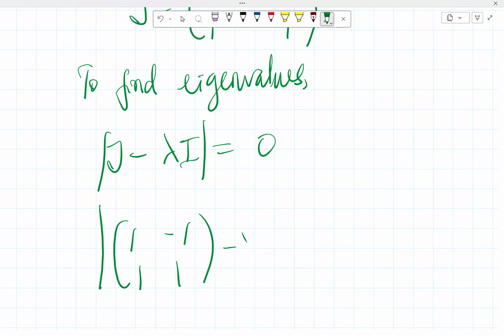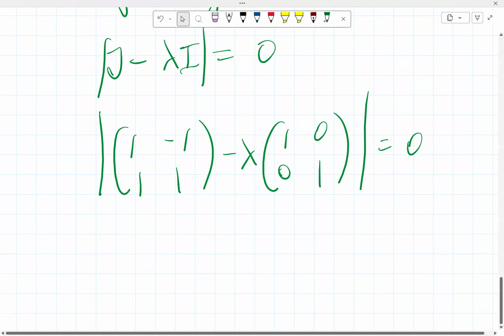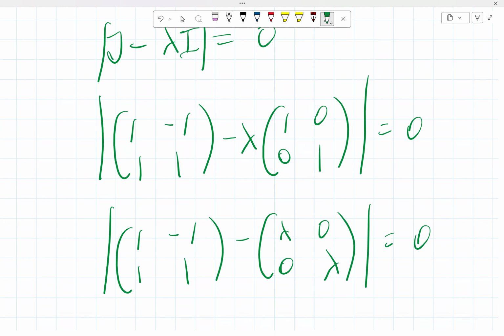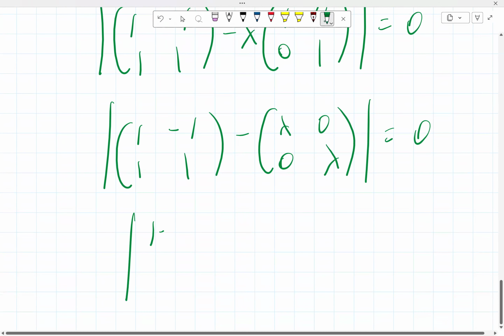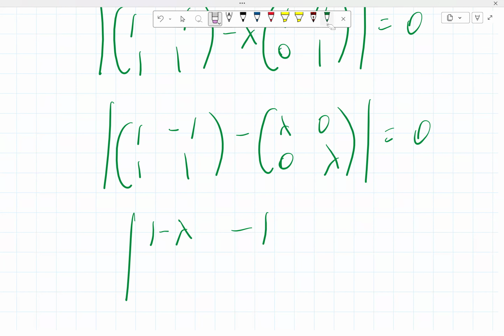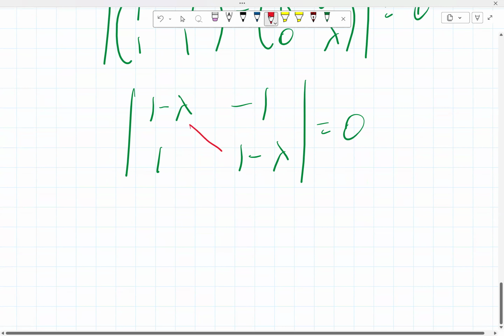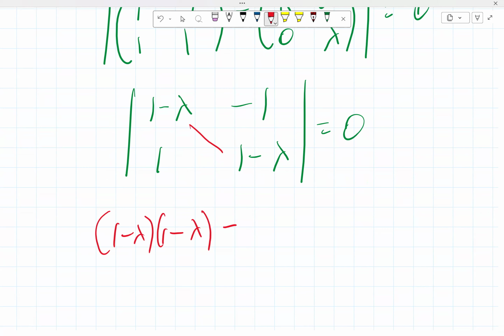minus, this is a 2 by 2 matrix, lambda into 1, 0, 0, 1, equals 0. So here now we have 1 minus lambda, minus 1, 1, 1 minus lambda, equals 0, like this. So we do 1 minus lambda here, minus 1 times 1, then 1 minus lambda again, equals 0. Then we can multiply that: 1 minus lambda into 1 minus lambda, then minus 1 times minus 1 equals 0.